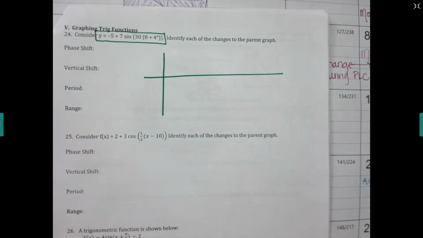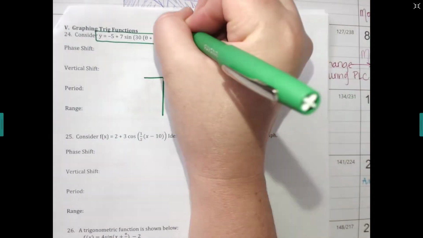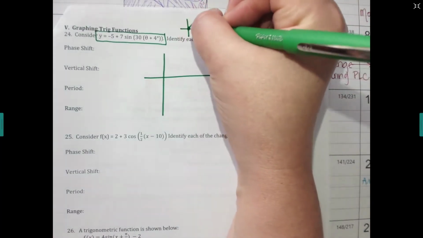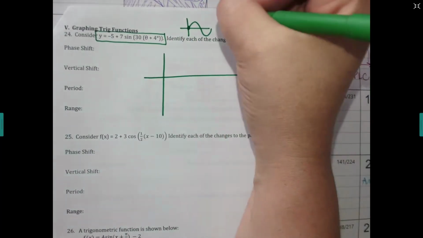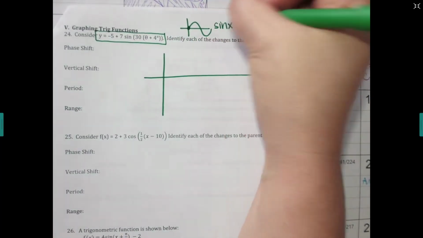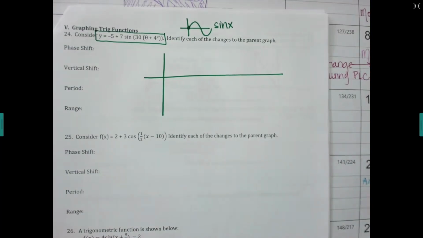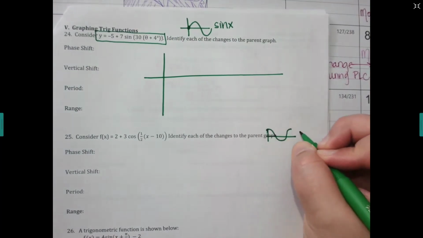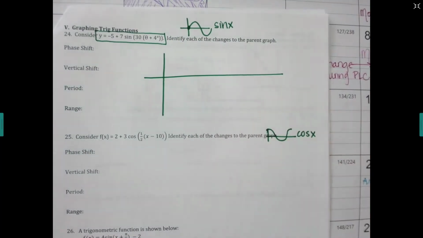Okay, for the sine wave, do you remember if it starts at the top or the middle for the parent graph? For sine, take a guess. Middle. Sine starts in the middle, that's correct. So it's going to go like this. Okay, that's your sine graph. For the next one, it's a cosine graph. And your parent graph starts at the top and goes like that. Okay, so if you just want to draw those parent graphs, they're both waves, but where they start in the wave is different.